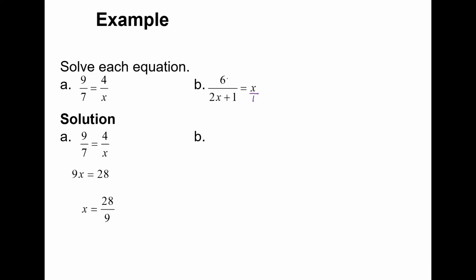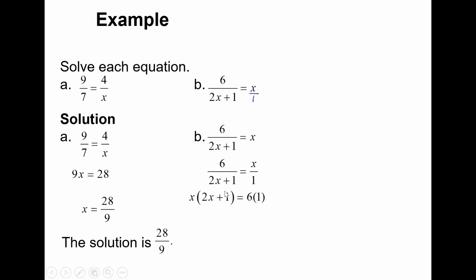Now we can take 6 times 1 is equal to x times 2x plus 1. Now we have to distribute. x times 2x is 2x squared, plus x, equals 6. Now, are we done? No. We have to take that 6 to the other side. So we subtract 6, and now we have a trinomial.